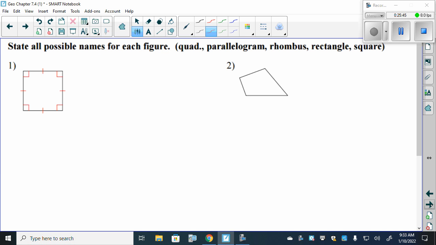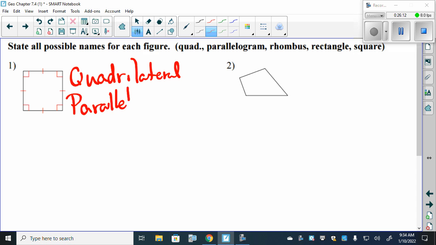Okay. Now for the last few here, what we're going to do is state all the names for each figure, all the possible names. Now if we look at number 1, yep. So it would be a quadrilateral, and exactly it would be a parallelogram.